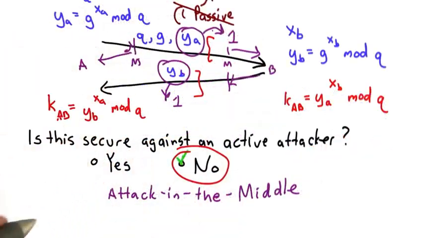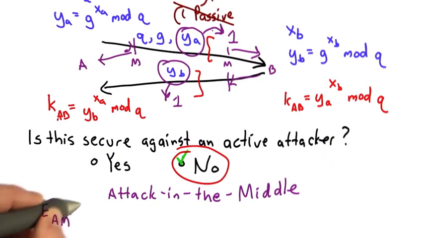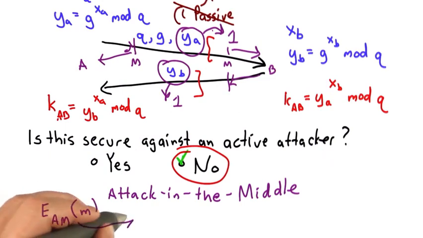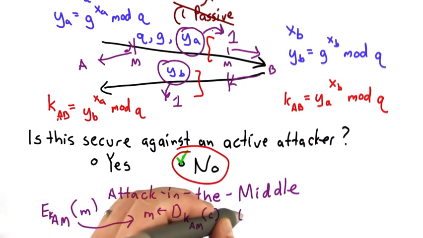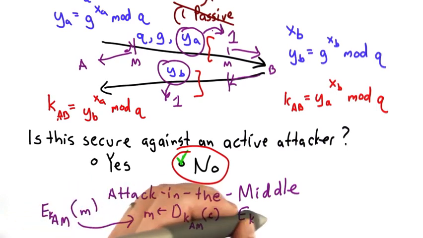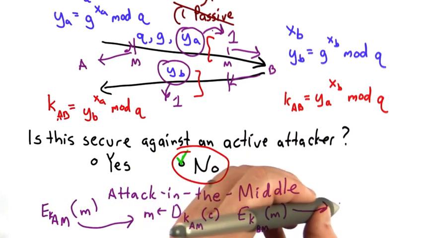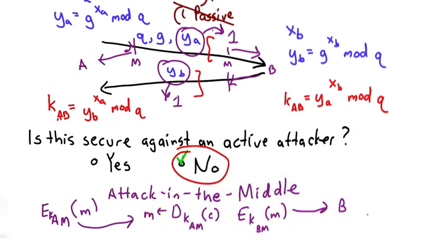And that means the attacker in the middle could take a message that Alice encrypts with this key that's actually shared with the attacker, decrypt that message, then re-encrypt that message using the key that the attacker shared with Bob, and send the result to Bob. Bob will decrypt it, thinking it's a good message from Alice. So this is a very dangerous attack.